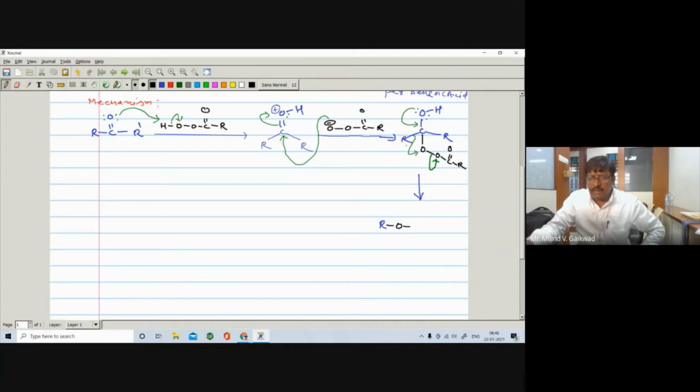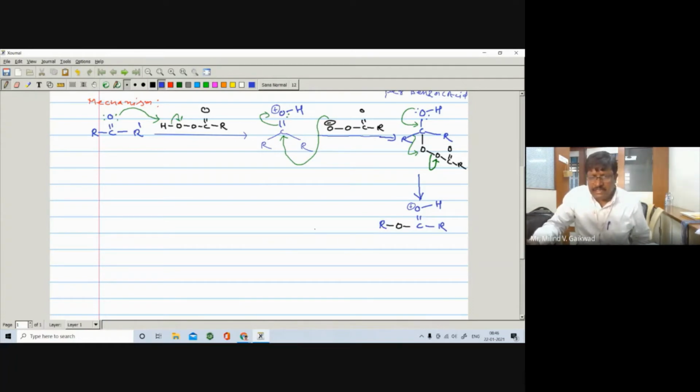Remaining part as it is. So this will shift here, and this C becomes C double bond O and R, right? So this lone pair is involved in delocalization. So this oxygen carries positive charge, right? Now in the next step, what happens?